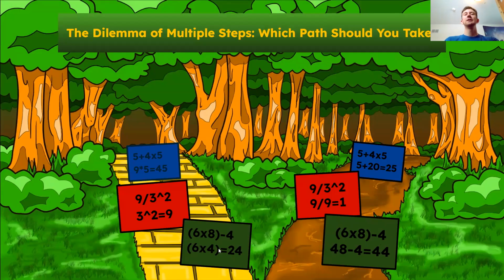different answers. So we see 6 times 8 in parentheses minus 4. If you do the minus 4 first, you get 6 times 4, and that's 24. But if you do the parentheses first over here, you're going to get 48 minus 4, and you'll get 44. And you see that the other examples are similar. If we do the steps in different orders, we get different answers. And that leaves us with the question, which steps do we do first? What is the order of operations that we're going to do?